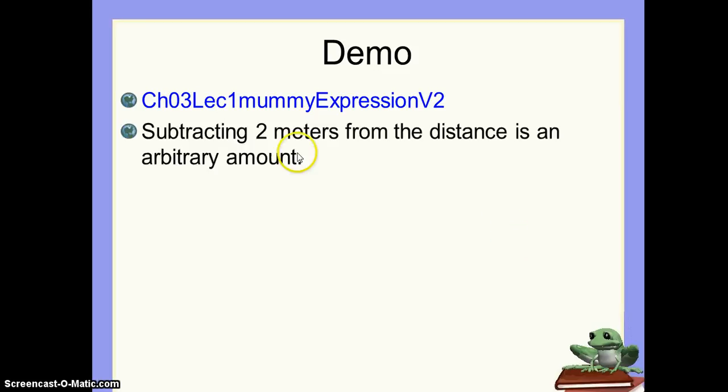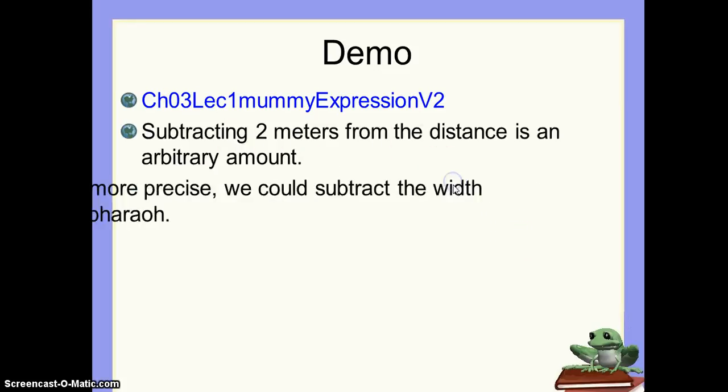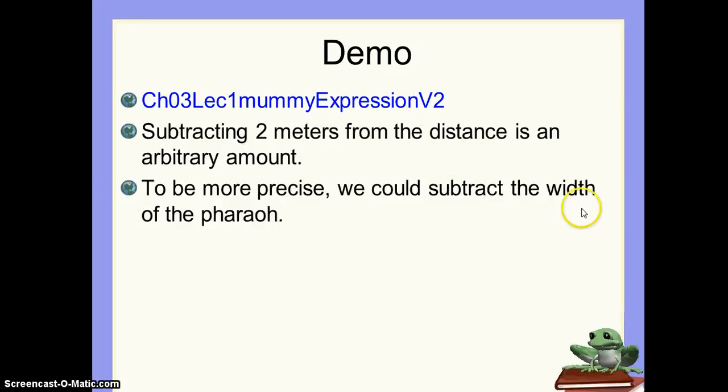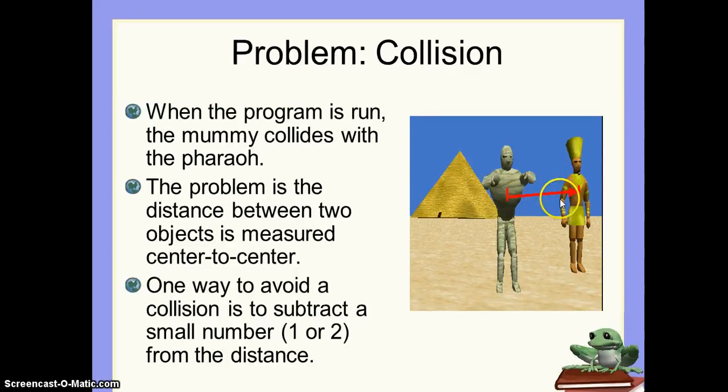Well, before, I said 2 was just kind of random, so instead we're going to subtract the width of the pharaoh, and you might want to draw a picture of that and say, all right, well, that would kind of work, but it'd be a little bit weird. Let me go back to our original drawing, and I'll show you what I mean. So I could do this distance minus the pharaoh's width. Well, the pharaoh's width is this whole thing. So it might work, but it sort of doesn't make a ton of sense.